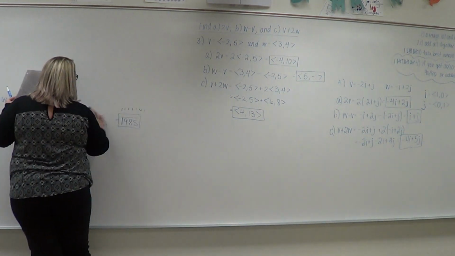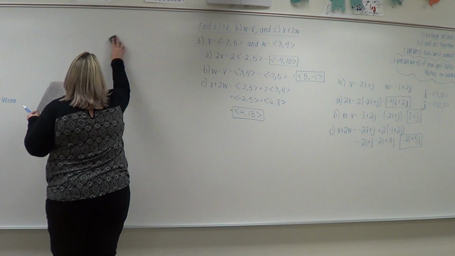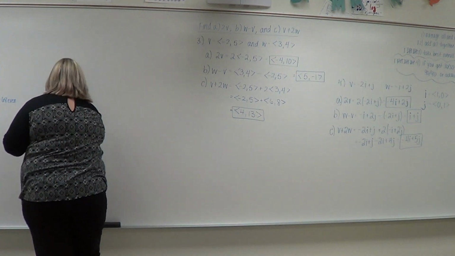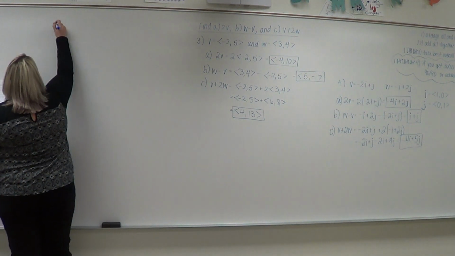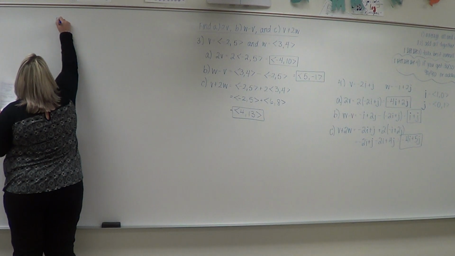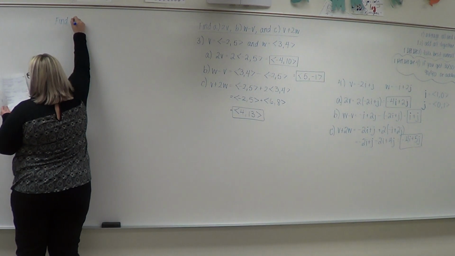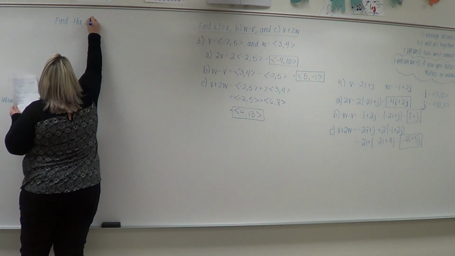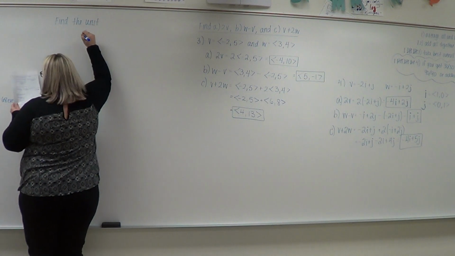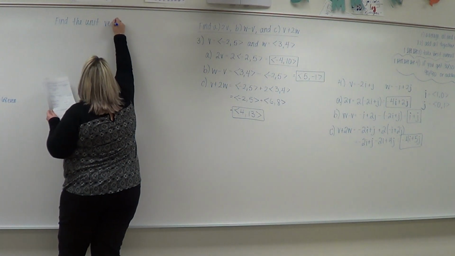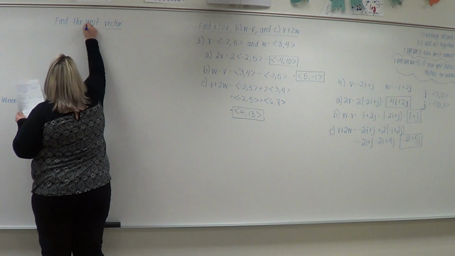Okay, what's the formula for unit vector from your notes yesterday? V over magnitude. Okay, good, so take the vector and you're going to divide by the magnitude. So you're going to be given the vector, so you're going to have to find the magnitude first.